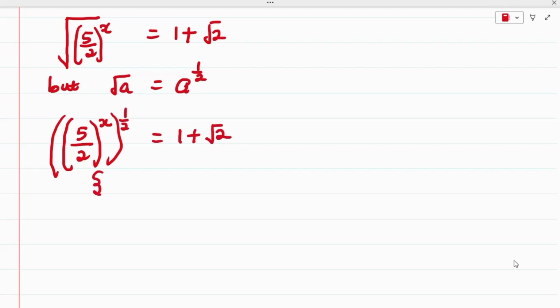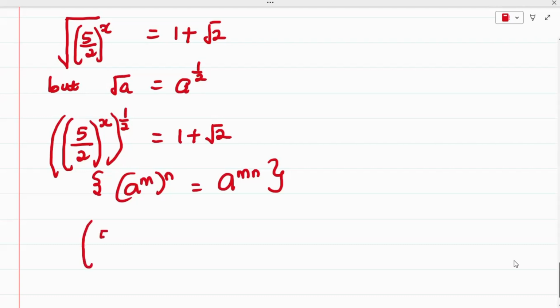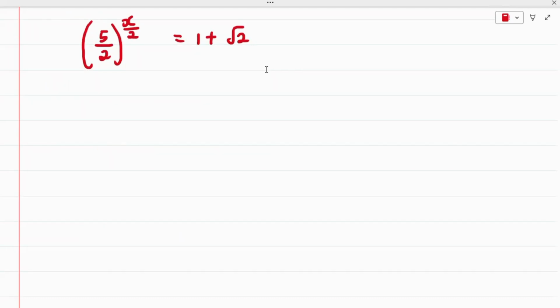But we know if we have a raised to the power of m, raised to the power of n, this is equal to a raised to the power of mn. So applying this property, we have (5/2) raised to the power of x multiplied by 1 is x over 2, which is equal to 1 plus the root of 2. So at this point, we want to simply take the log of both sides.